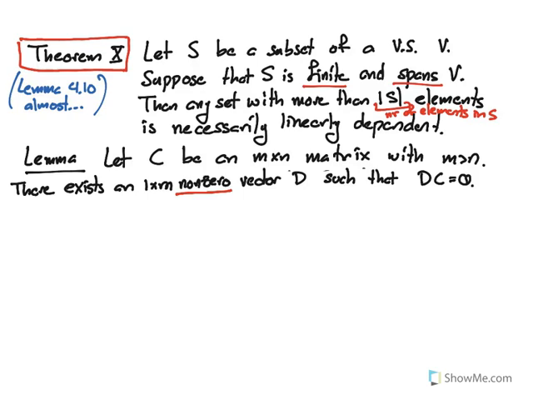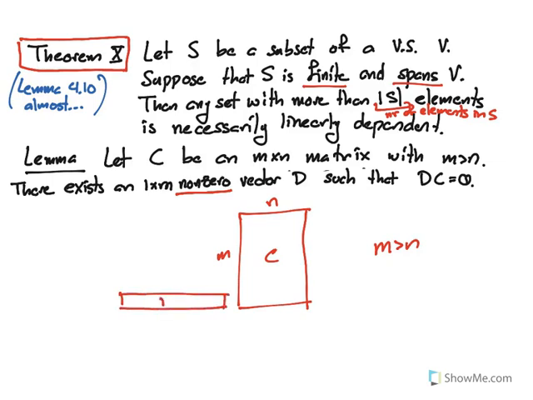So the lemma says the following: if you take a matrix C, notice here that C is rectangular. It looks like this. It has n columns and m rows, and m is larger than n. Then there is some vector d that's not the 0 vector such that Cd works out to 0. And let's prove this. Let's label this equation star.